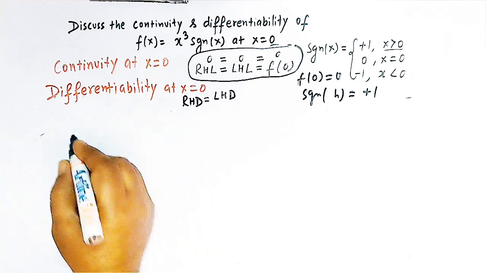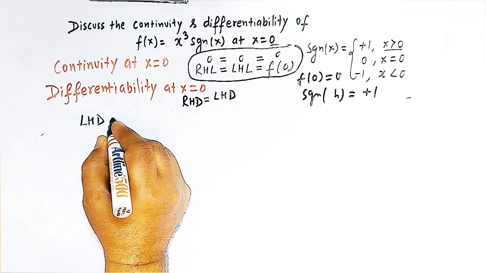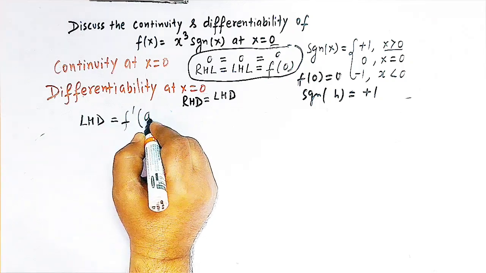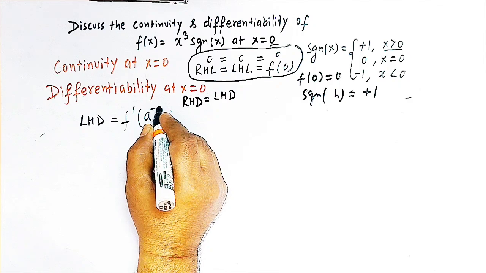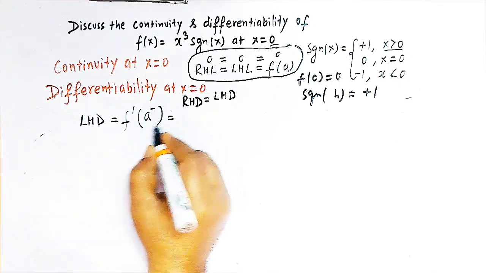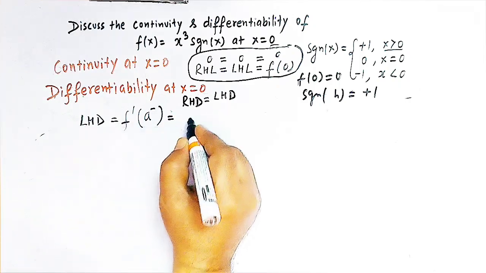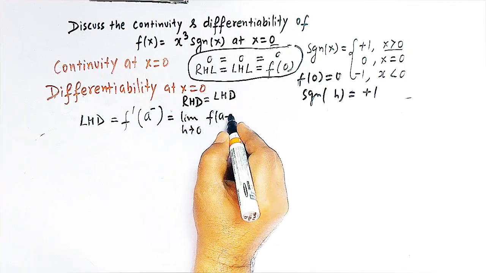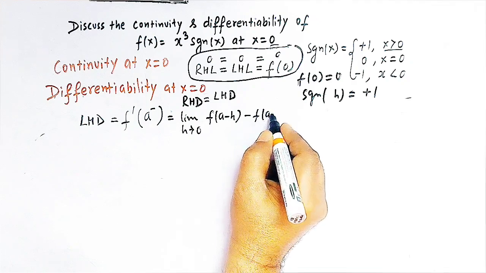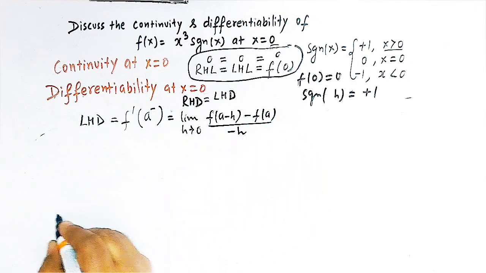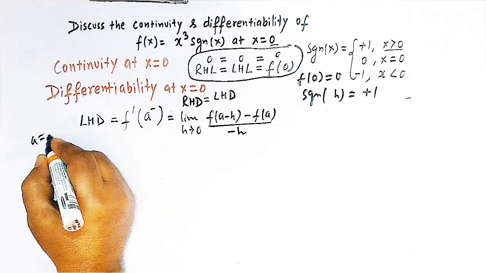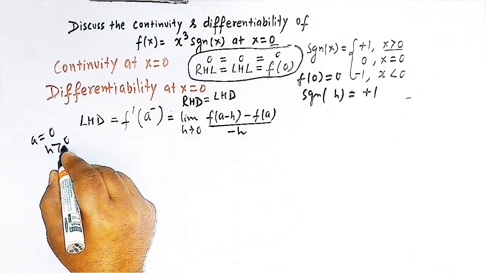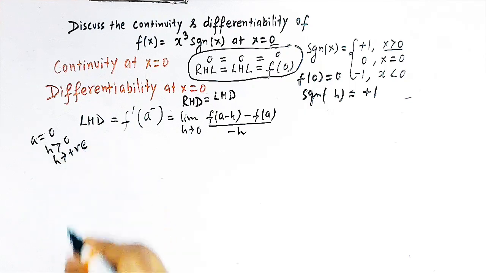So now let us find out the left hand derivative. The notation for left hand derivative is f prime of a, and we put a negative sign over a. The left hand derivative is defined by this limit: h tends to 0, f of a minus h minus f of a, divided by minus h. Here our a is 0, and this quantity h is greater than 0, or positive.